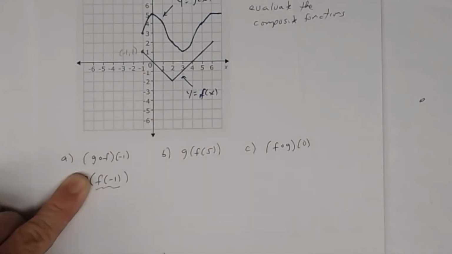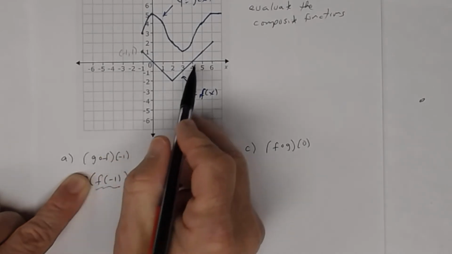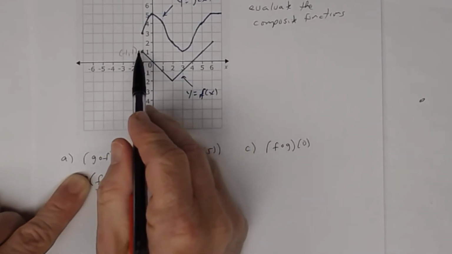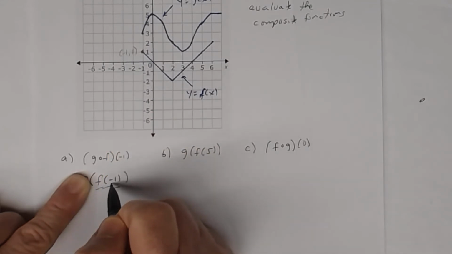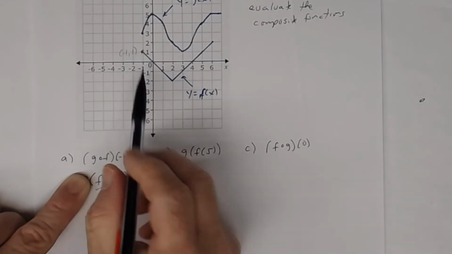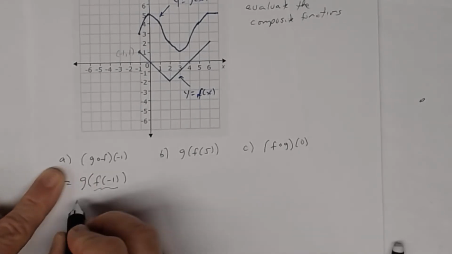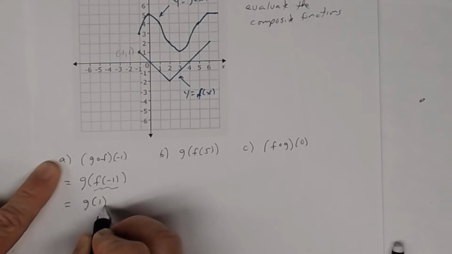Negative 1, 1. If you have to label it, label it. And so therefore, see, this is your function f, so you got to use f. So f of negative 1, the y value is 1. So when x is negative 1, the y value is 1. So this right here becomes 1. f of negative 1 is 1. So it becomes g of 1, right?